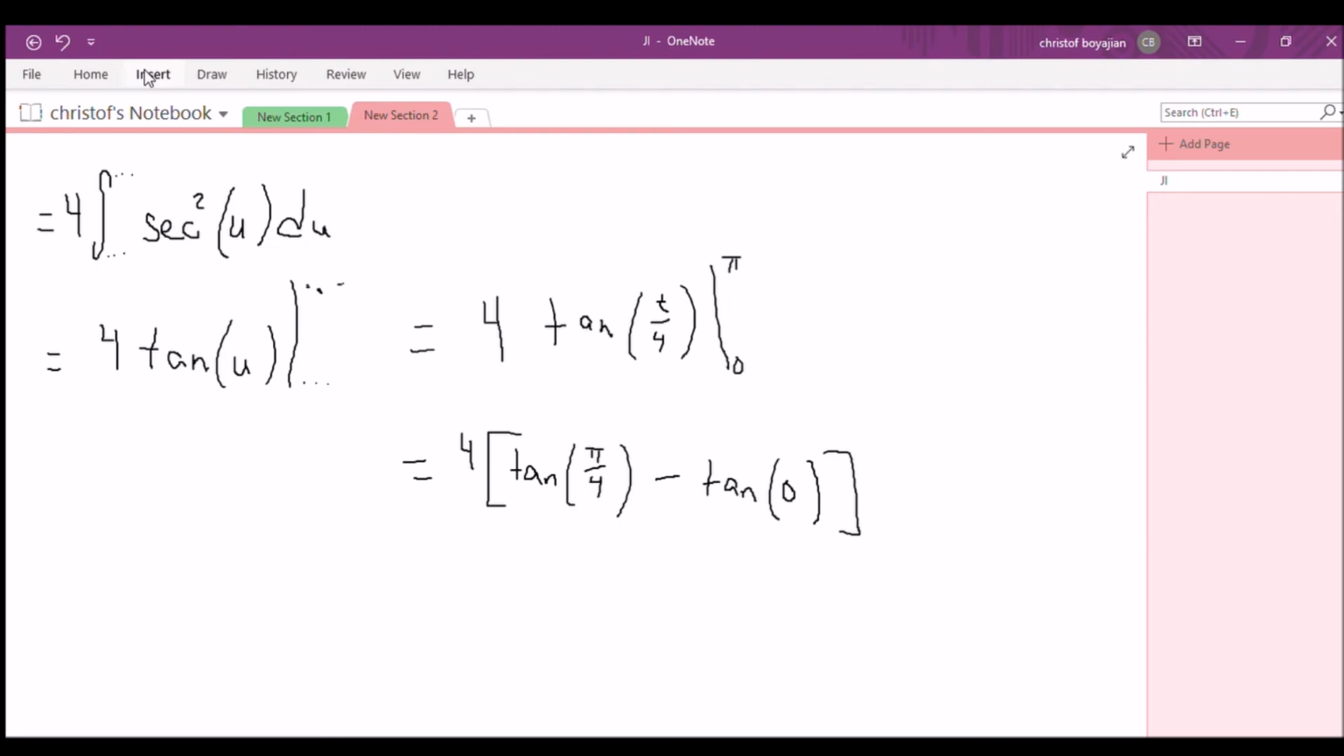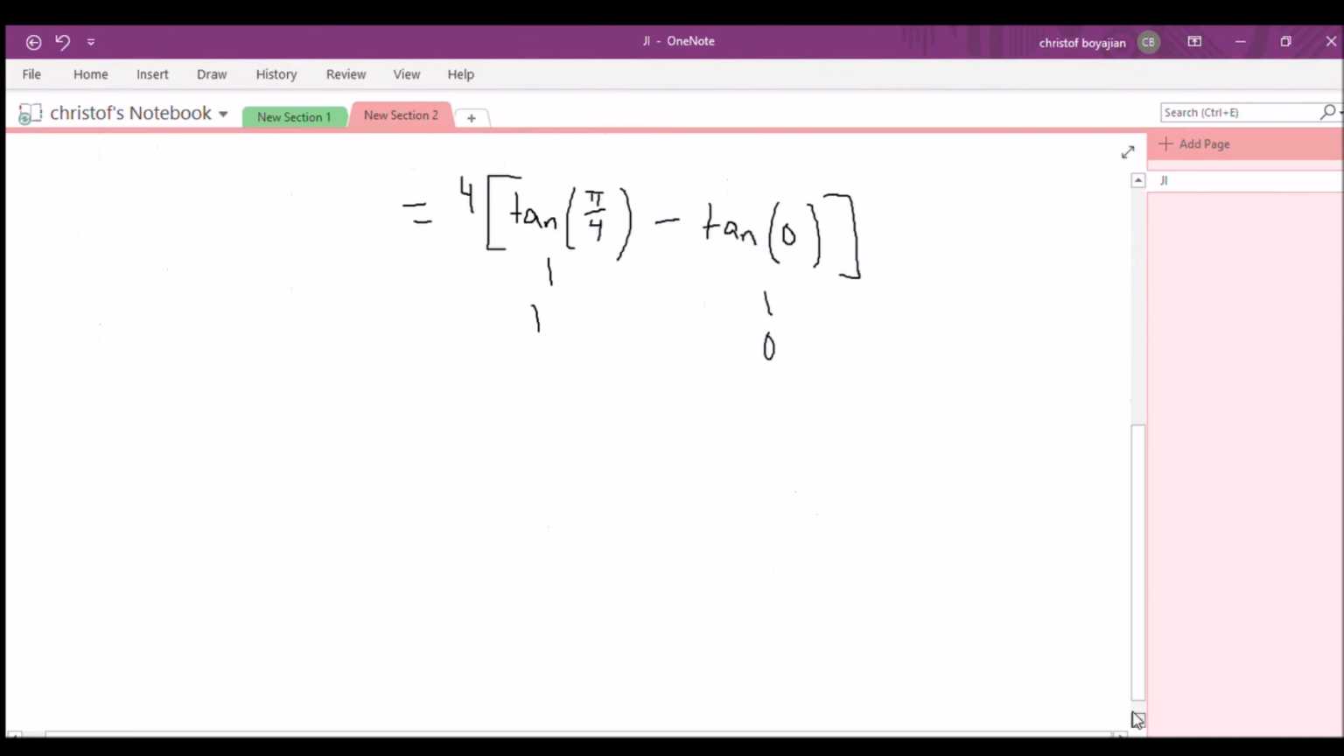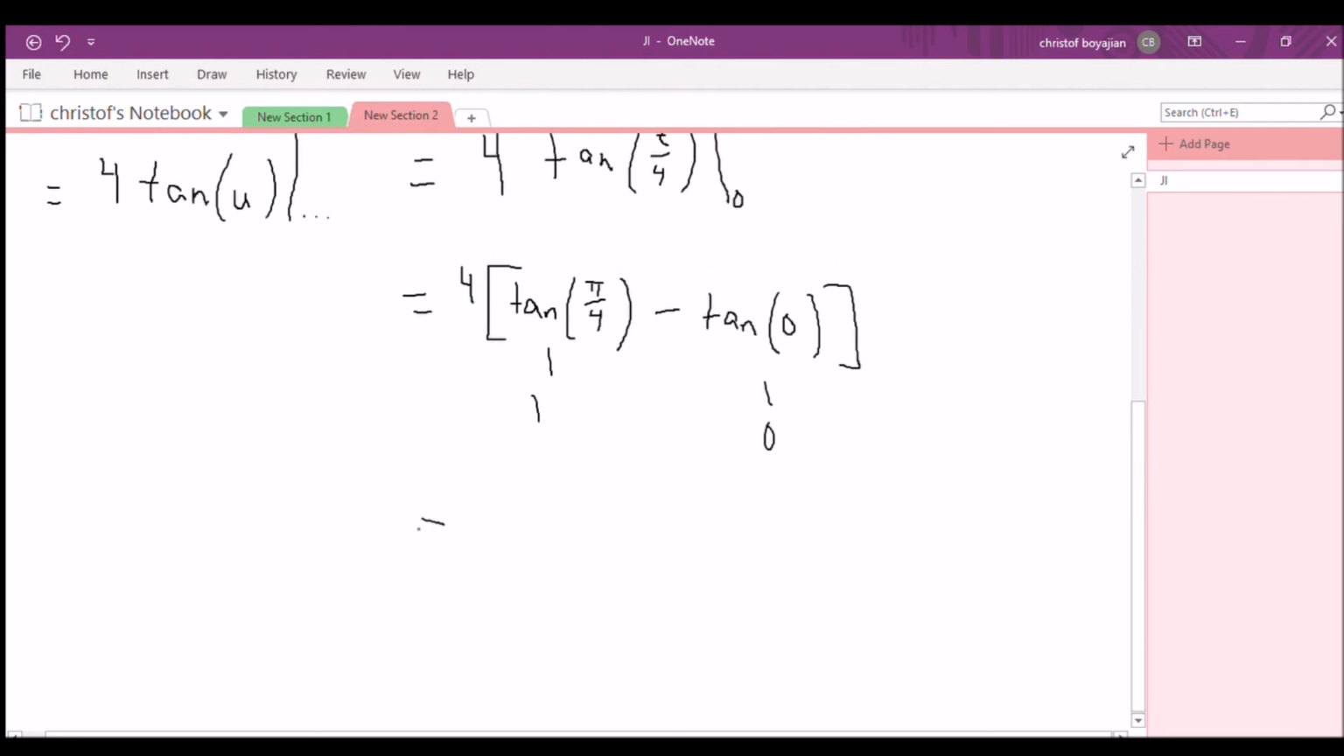And then, if you remember, tangent of 0 is sine of 0 over cosine of 0. Sine of 0 is 0 and cosine of 0 is 1. So 0 over 1 is 0. Let me say this: tangent of pi over 4 is 1, tangent of 0 is 0. So 1 minus 0 in this bracket right here is going to be 1. So then 4 times 1 is just going to be 4. And this is our answer.